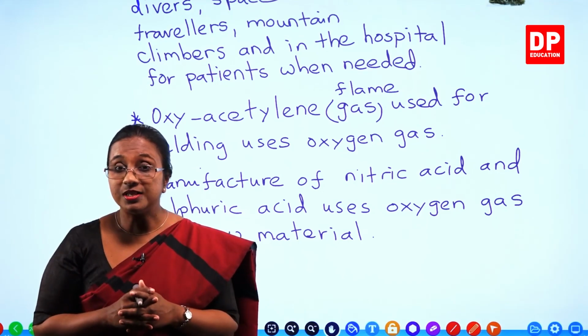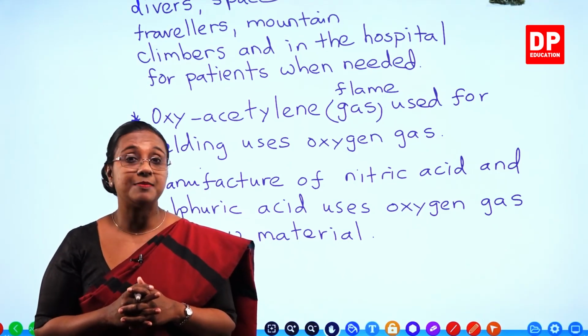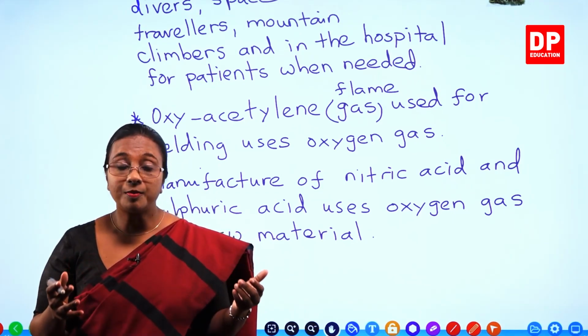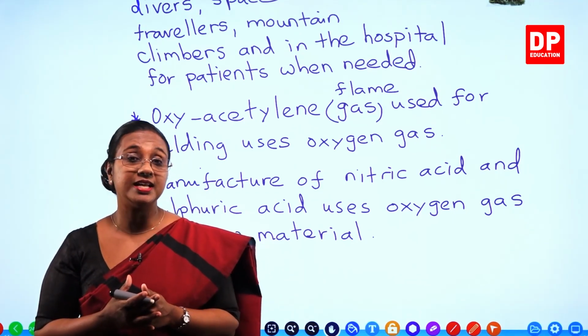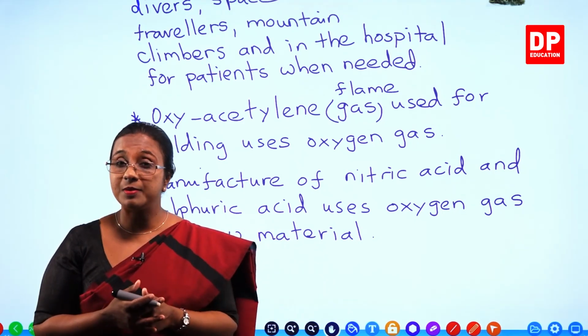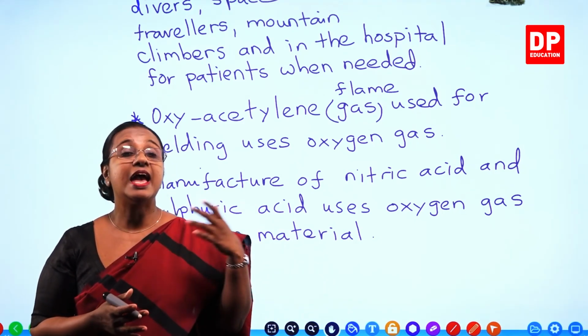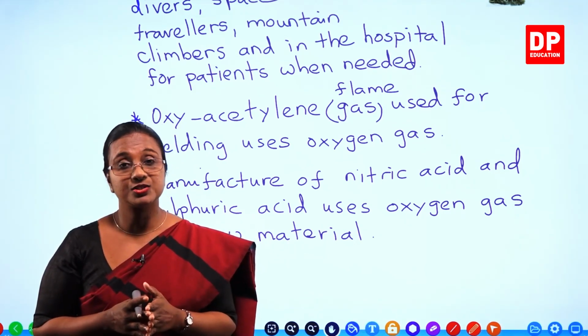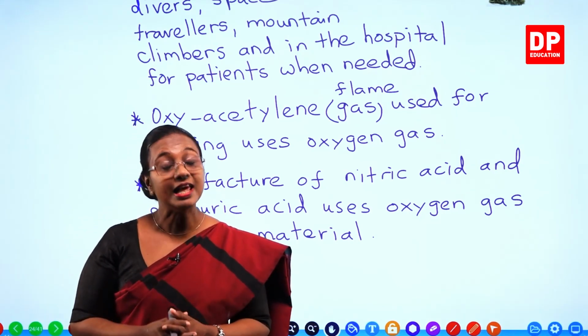So, with that, students, I will end this chapter, and in the next chapter, I will discuss the properties of carbon dioxide gas. Then we will see how we can prepare and collect carbon dioxide in the laboratory, and then we will discuss the uses of carbon dioxide. So, with that, I will end this chapter.